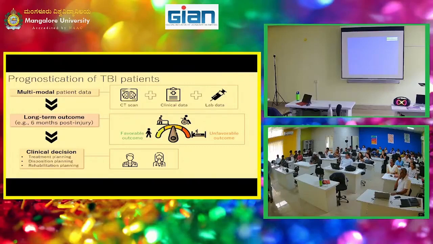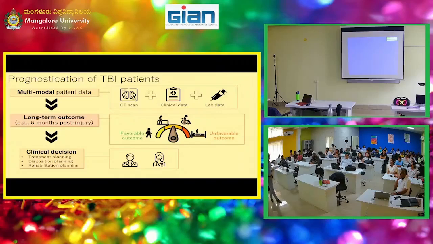In the world of traumatic brain injury, 6 months post-injury is kind of a marker. In cancer, it's 5 years. If you're 5 years free of cancer, it's a big deal, you celebrate. In traumatic brain injury, you want to know how you're going to be in 6 months. That's meaningful.